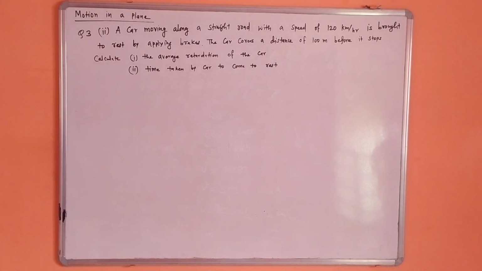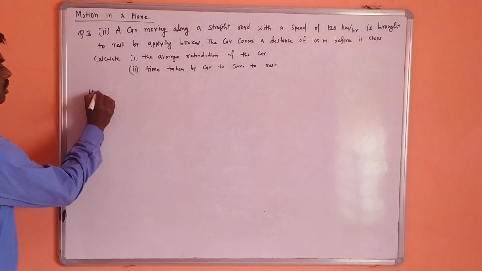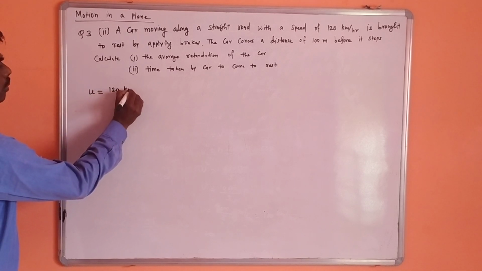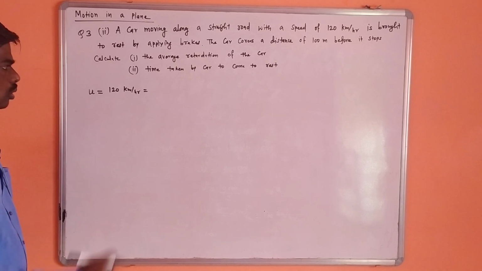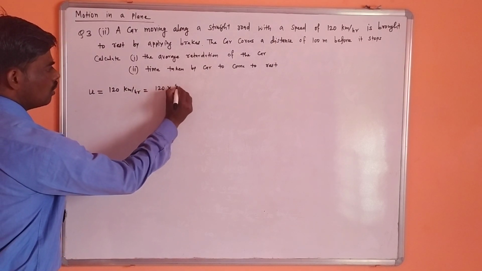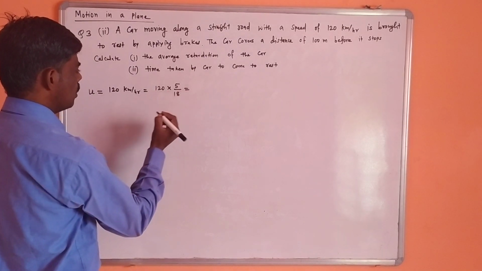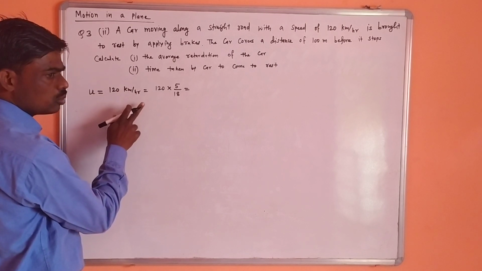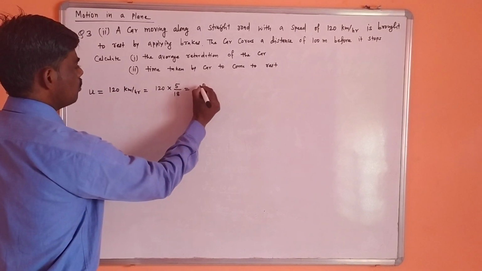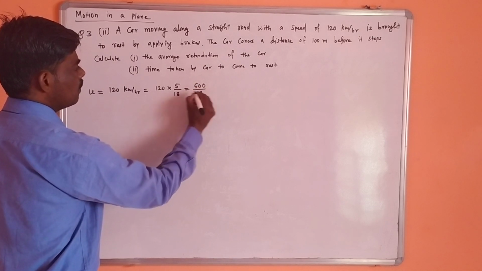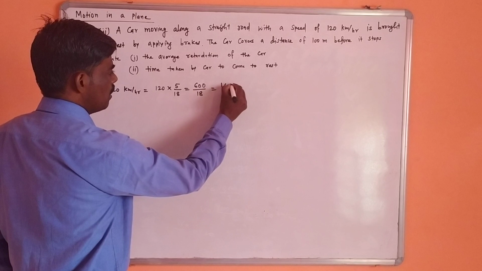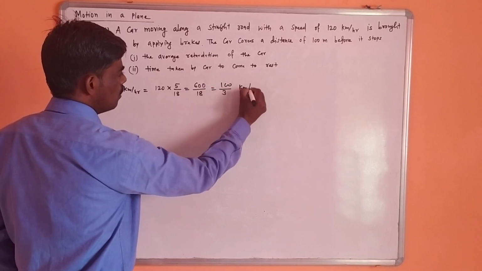This is the second problem. A car is moving along a straight road with a speed of 120 kilometer per hour. That means the initial velocity is given as 120 kilometer per hour. This is not a standard unit, so convert it into meter per second. It is multiplied by 1000 divided by 3600, which is 5 by 18. So it becomes 600 by 18, that means 100 by 3 meter per second.